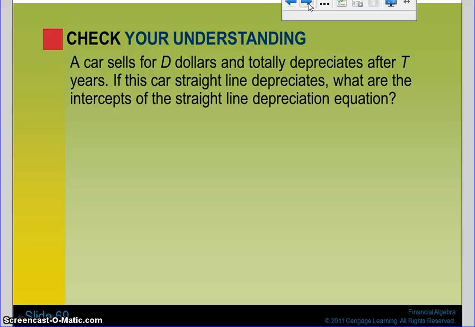All right, it says that this car sells for D dollars and depreciates after T years. So looking at my straight line depreciation, creating the intercepts, I know that as a brand new car, it's going to be worth D, and that's at 0 years. And I know that at a certain number of years, which would be T, at that point, the car will be worth 0.